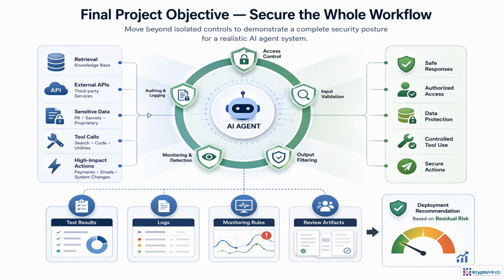This project is not about proving a single control works in isolation. It is about securing the full workflow: retrieval, external APIs, sensitive data, tool calls, and high-impact actions. Start with the threats in your model, then show which controls reduce each one, including access control, validation, logging, monitoring, and output filtering. Just as important, make your claims verifiable. Test results, logs, monitoring rules, and review artifacts should support your final recommendation. Deploy, delay, or restrict use based on residual risk, not just feature performance.